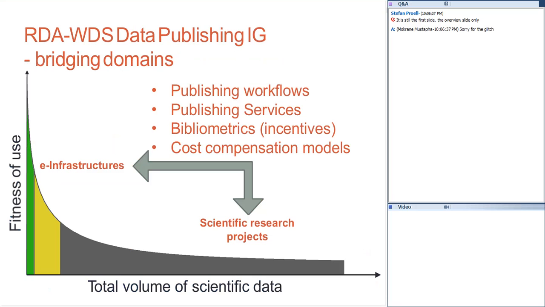Okay, and the next one, that was already addressed by Eefke Smit in the beginning. The group that we are dealing with is the Research Data Alliance World Data System Data Publishing Interest Group. We would like to bridge the domains, as I said in the beginning, between all those smaller scientific research projects, individual scientists, and those well-curated professional e-infrastructures being built up worldwide, through these groups mentioned by IFCA: publishing workflows, services, bibliometrics, and also one group that takes care of cost compensation.